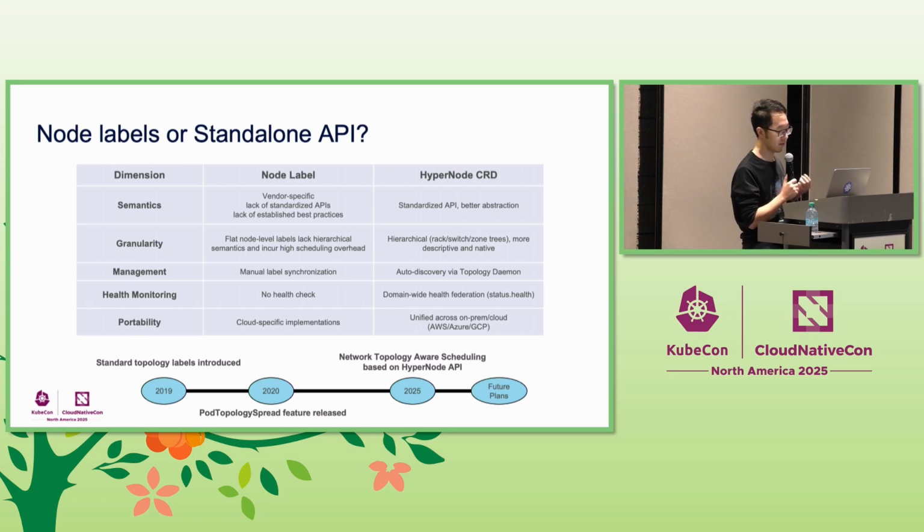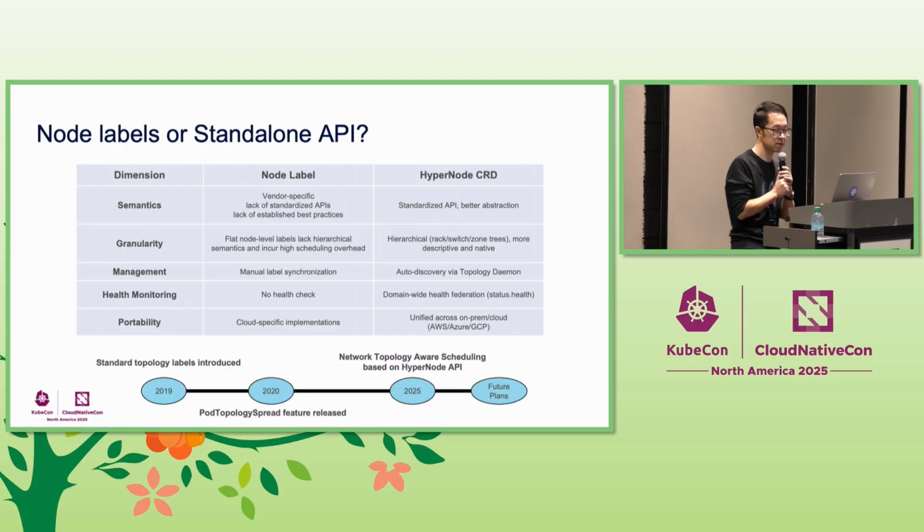For labels, there's always a lack of a standard implementation, so basically everyone can implement according to their own understanding. It would also be hard for admins managing their workloads when migrating from one cloud provider or on-prem provider to another, because of the variety of understanding of the topology definition.